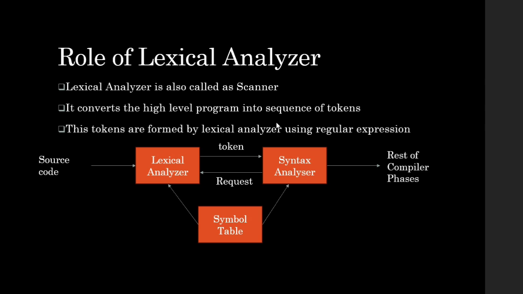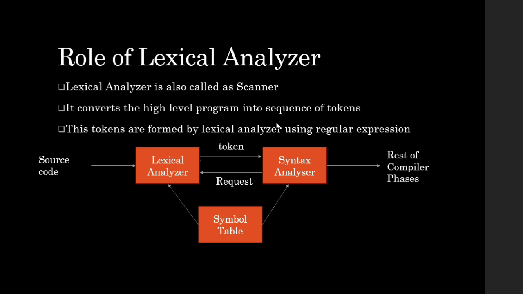Now this diagram depicts the role of the lexical analyzer. A lexical analyzer is connected with the syntax analyzer, and both of them have reference to a symbol table. What is the role of this lexical analyzer? In general, the source program is given as an input to the lexical analyzer. The lexical analyzer converts the source program into a collection of tokens. The collection of tokens is not given to the syntax analyzer as it is. Whenever a request is made by the syntax analyzer, the corresponding one token will be given to it. So, for one request, one token is transferred to the syntax analyzer.